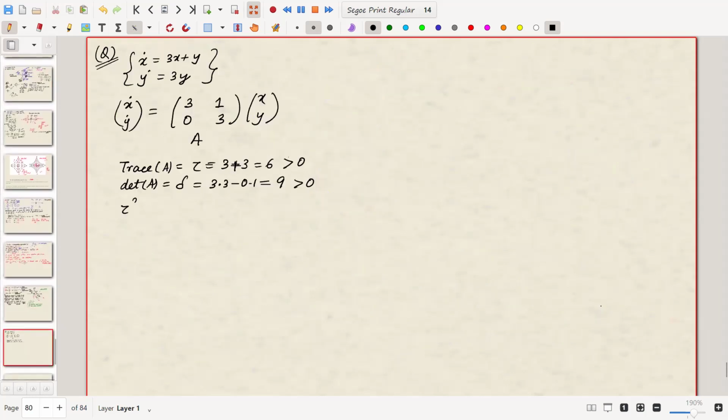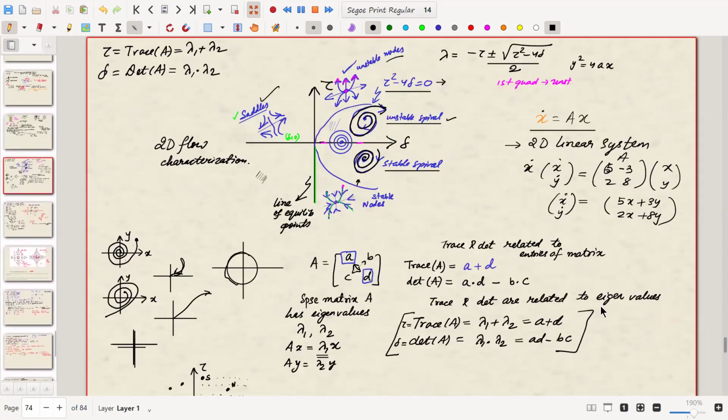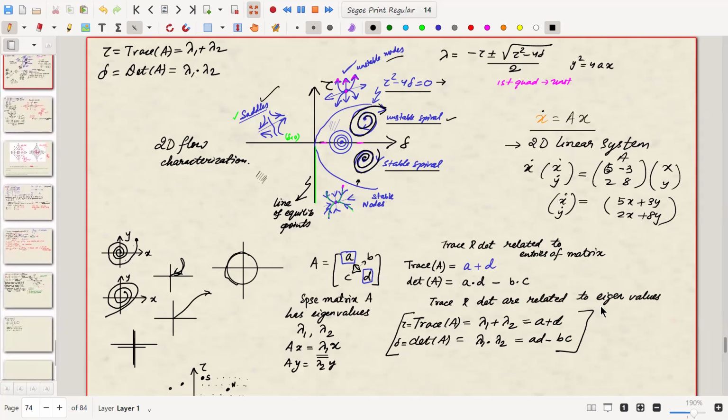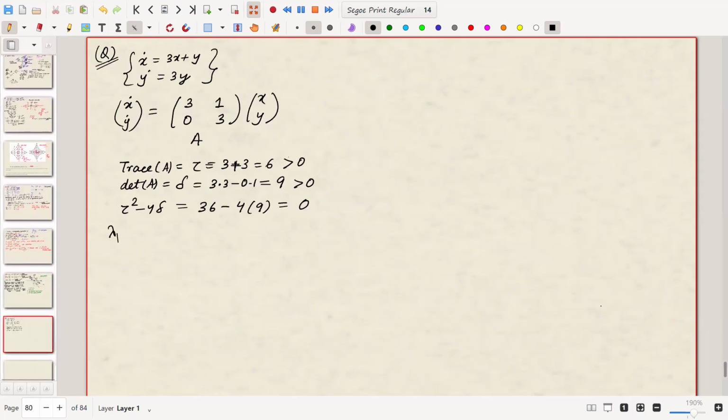What is tau square minus 4 delta? Tau square is 36 minus 4 into delta, 9. That is 36 minus 36, that is 0. So it is lying exactly on the curve. Okay. What happens in that case? Can you compute eigenvalues and eigenvectors?